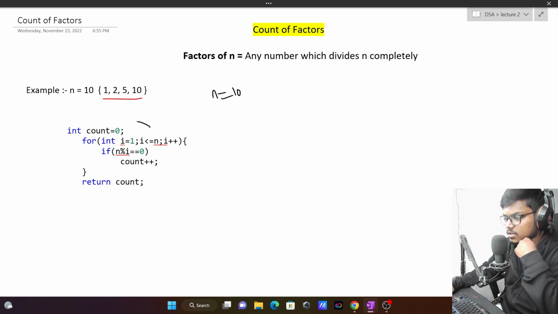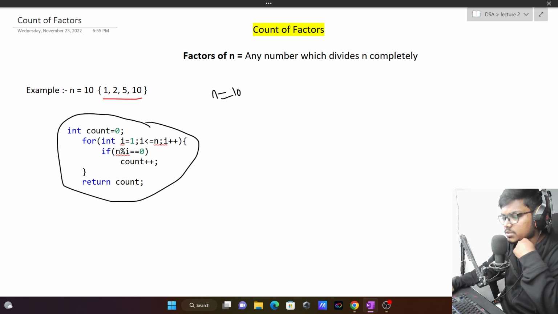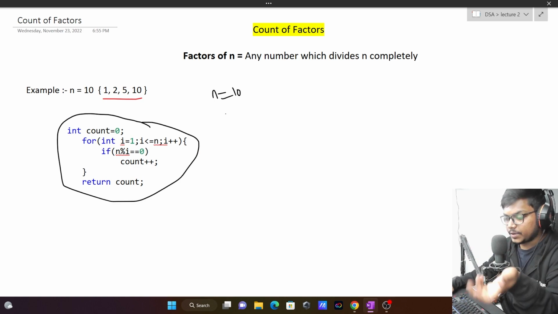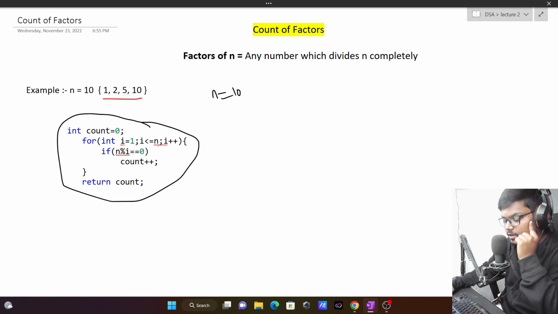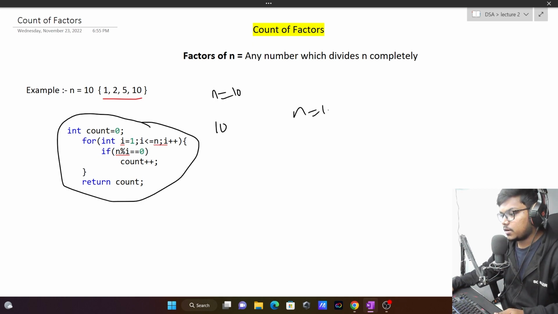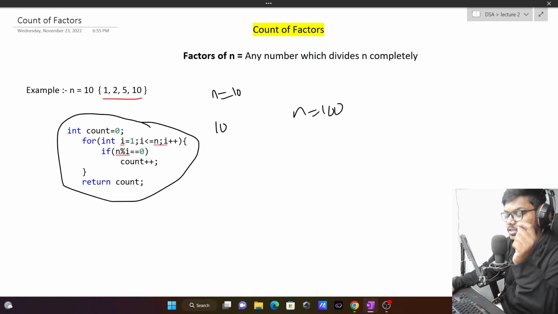Check first. For this for loop, how many iterations does it take? It is taking n, right? Basically, if n is equal to 10, then 10 iterations are happening. For n equal to 100, I'm doing 100 iterations for this for loop, right? Because we are checking from 1 to n, i less than or equal to n. So basically we are doing 100 iterations.